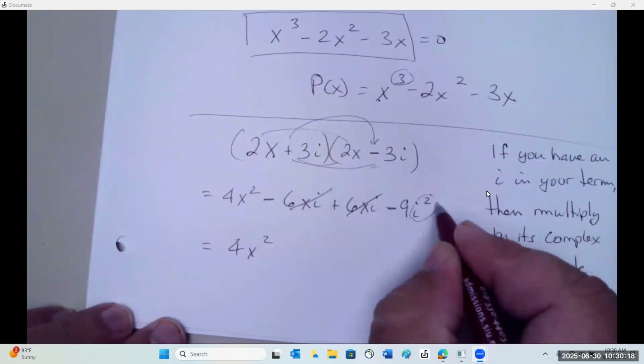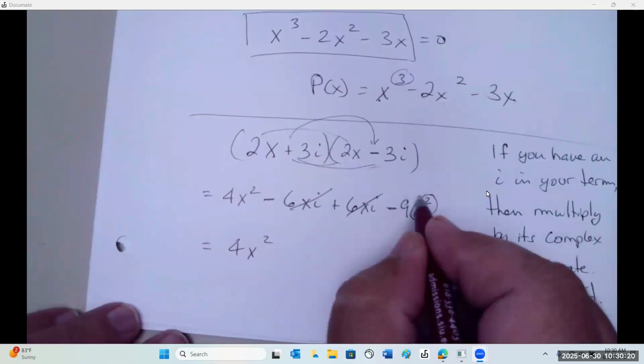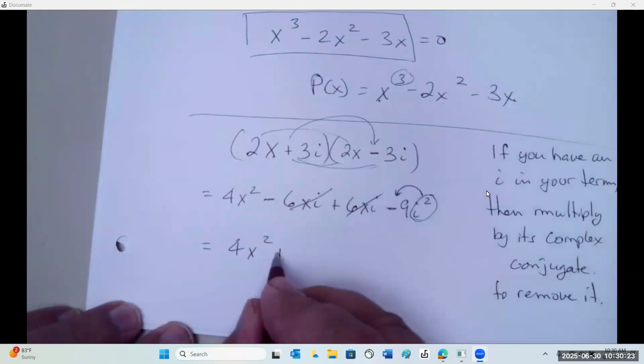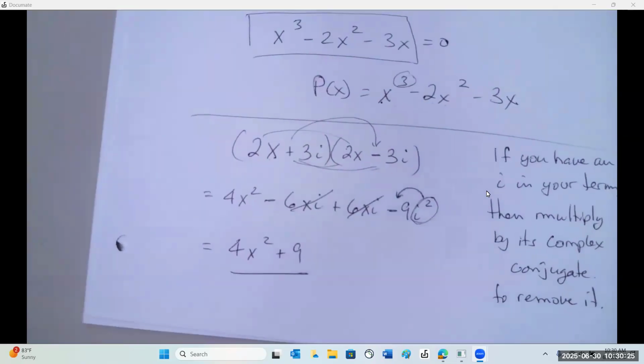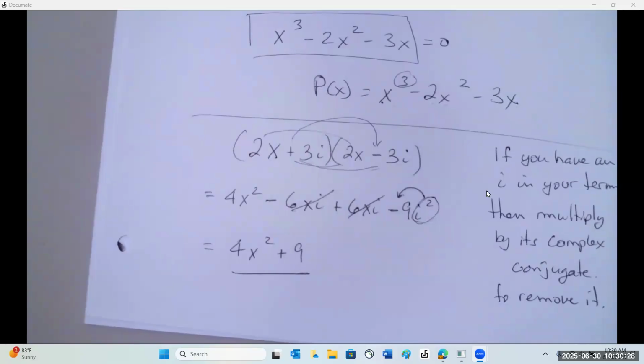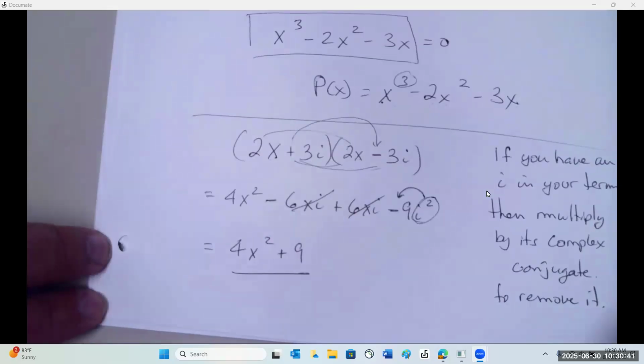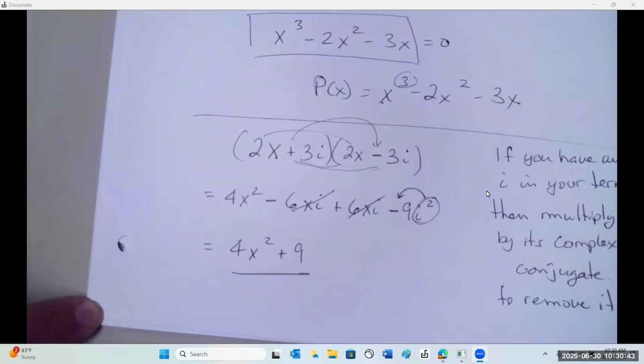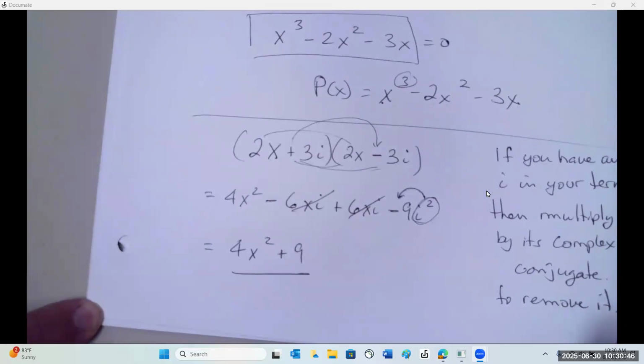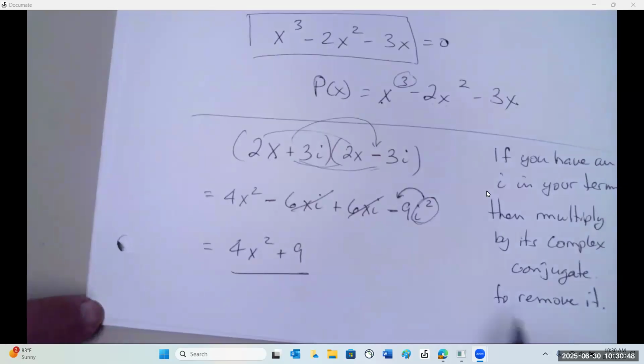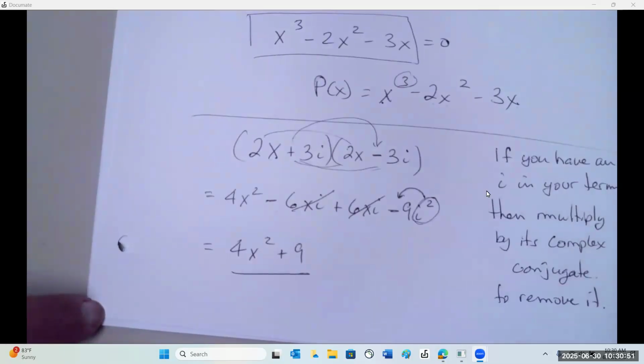What happens to i squared? It changes the sign in front of it. So now we have no more i's. So whenever you have an imaginary answer, it has to come with its conjugate pair. The same with radicals. If you have a radical in the answer or in the statement, it has to always come with its conjugate.